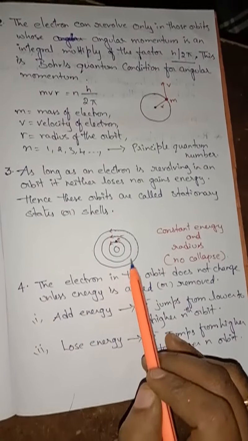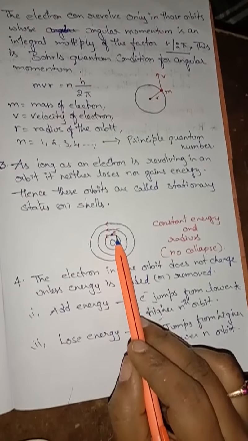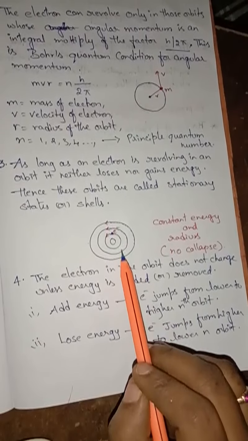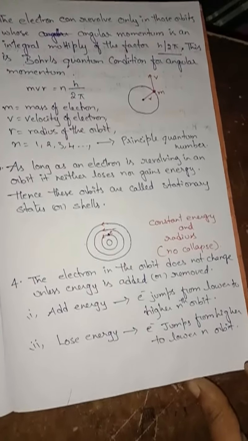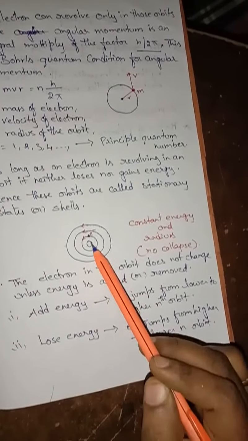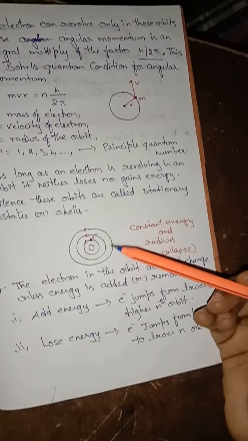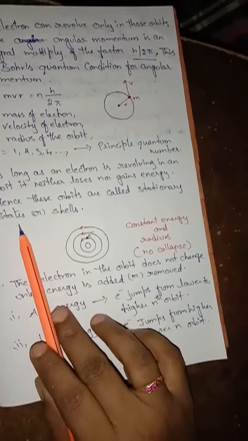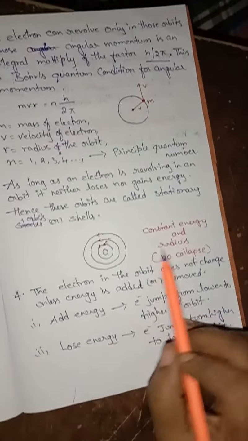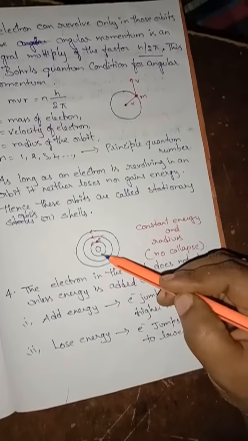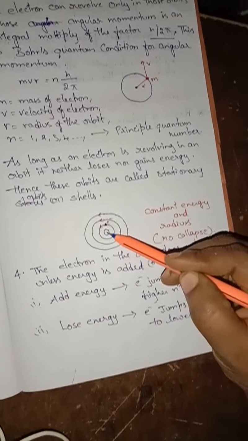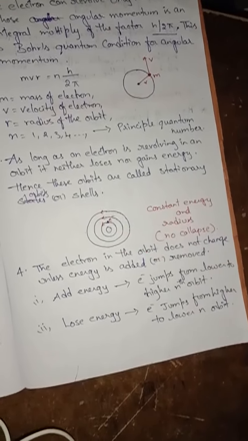That means when an electron is closer to the nucleus, it is attracted by the nucleus. To remove an electron from an orbit closer to the nucleus, it requires higher energy, isn't it? Yes. So as long as an electron is revolving in an orbit, it neither loses nor gains energy. Hence these orbits are called stationary orbits or shells. They have a constant energy and a constant radius. From the center of the nucleus to here is one radius; from here to here, the radius increases; from here to here, it increases again.